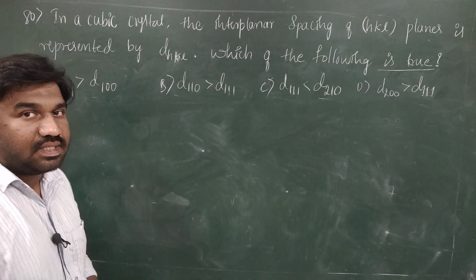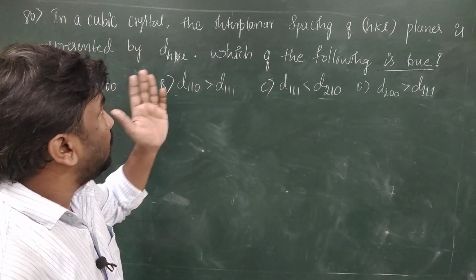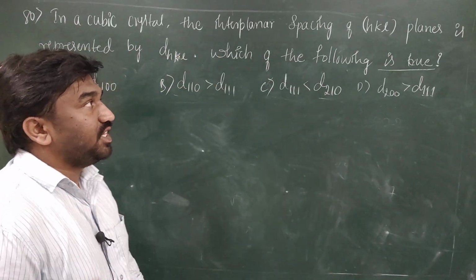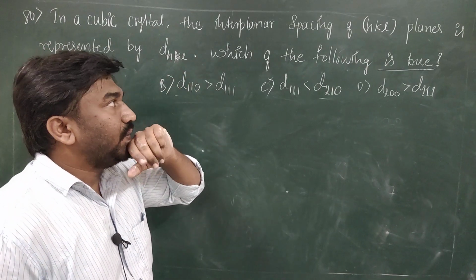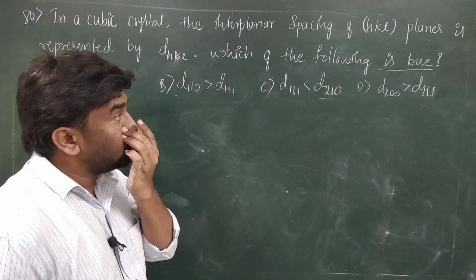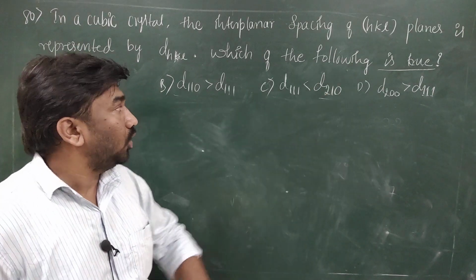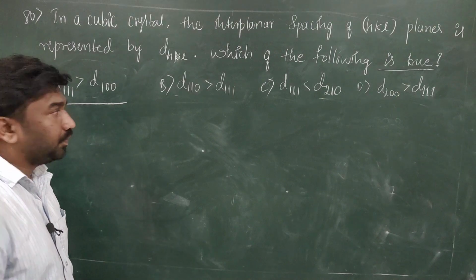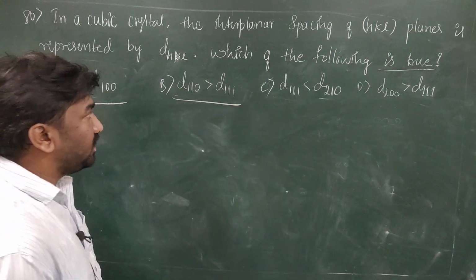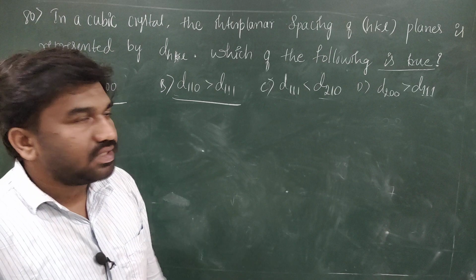The question is like this. In a cubic crystal, the interplanar spacing of hkl planes is represented by dhkl. Which of the following is true? Here d111 is greater than d100, and d110 is greater than d111, and like this they are given.